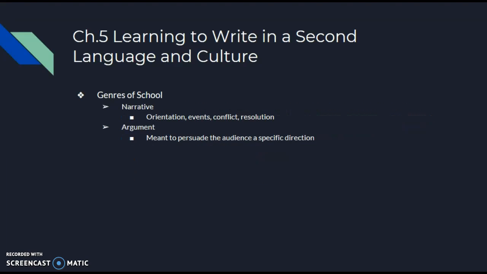linguistic features. And 2 of the main genres of school that are introduced are the narrative, which consists of orientation, events, and then a conflict followed by resolution, and then, of course, the argument or persuasive genre, which is meant to persuade the audience in a specific direction.